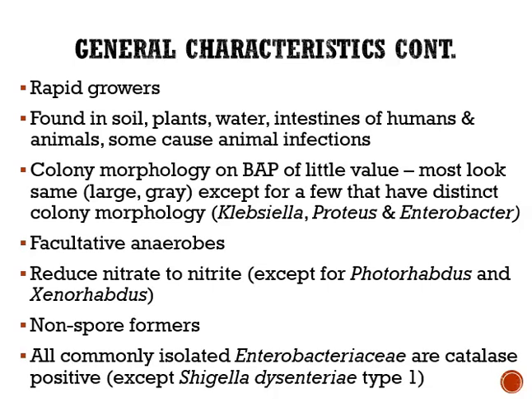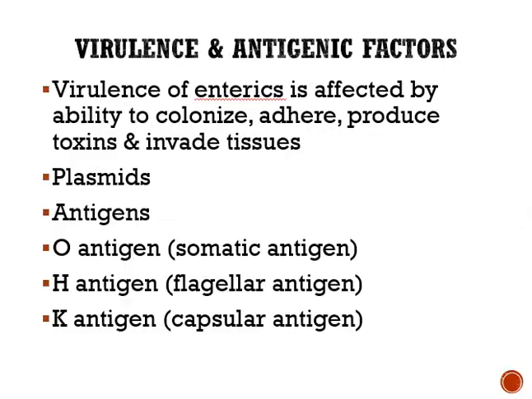They reduce nitrate to nitrite, and again, a couple of exceptions here. Photorhabdus and Xenorhabdus are not capable of doing that. They are non-spore formers, and all commonly isolated Enterobacteriaceae are catalase positive, except for Shigella dysenteriae type 1. This is a reason why the gram stain is so important, because an organism on the plate might look like a staph species. Remember back to Unit 1, our staph species are catalase positive, so this can lead us down the wrong testing rabbit hole if we're not careful.